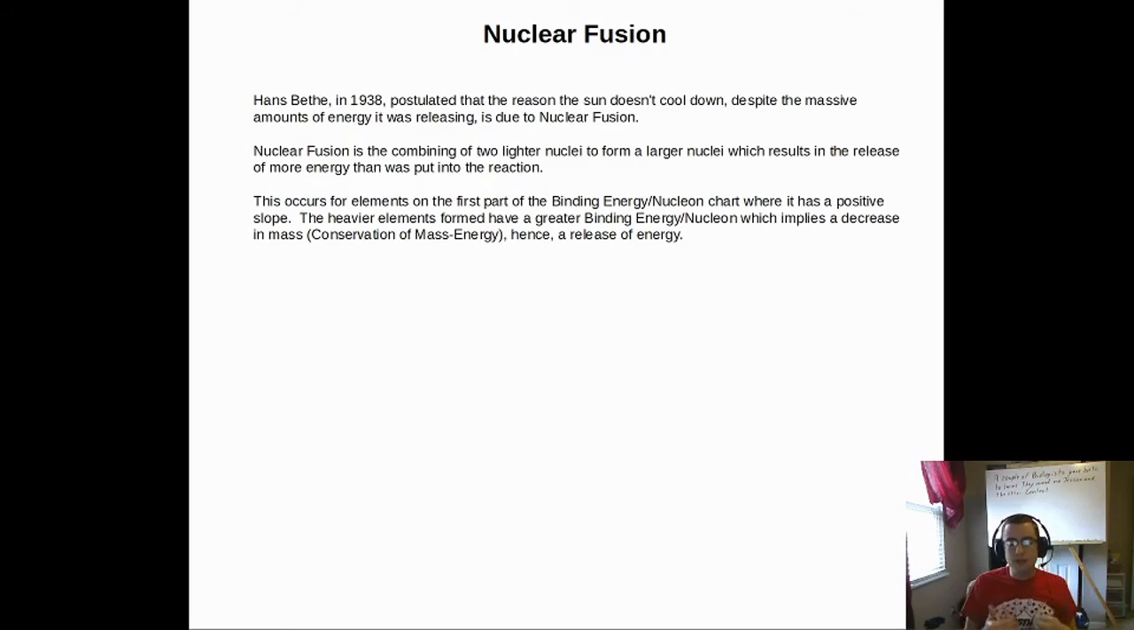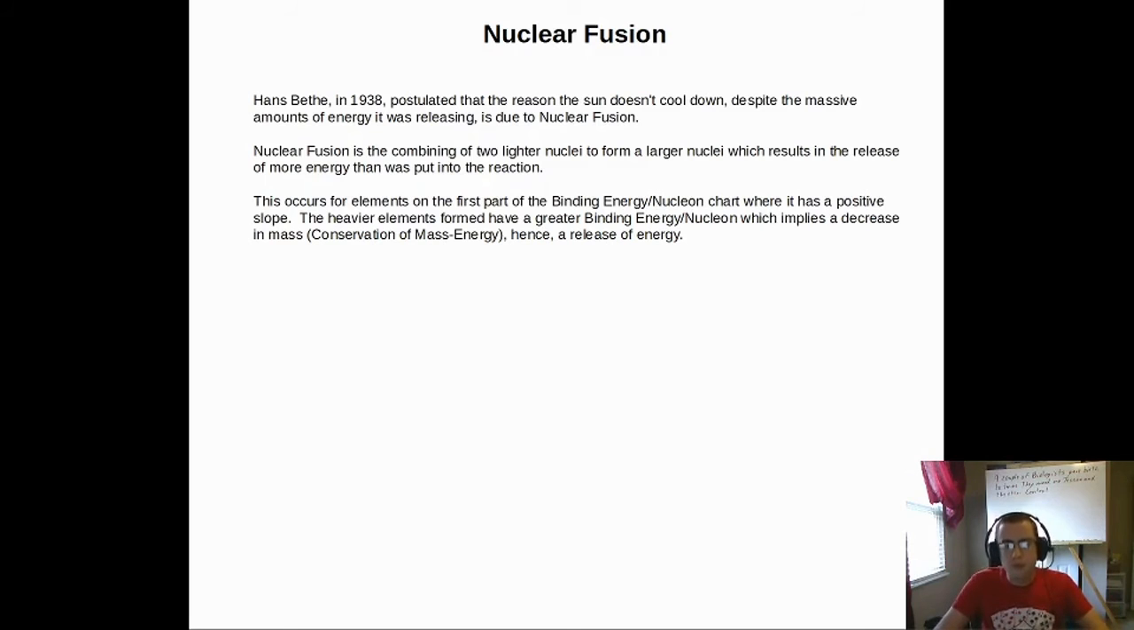But since we noticed that the sun was not cooling down at all, there had to be something else in play. And so he came up with the idea that hydrogen, which we knew that the sun was mostly composed of, would fuse together in order to create helium.